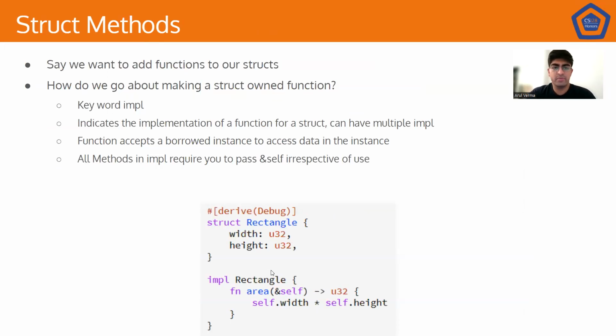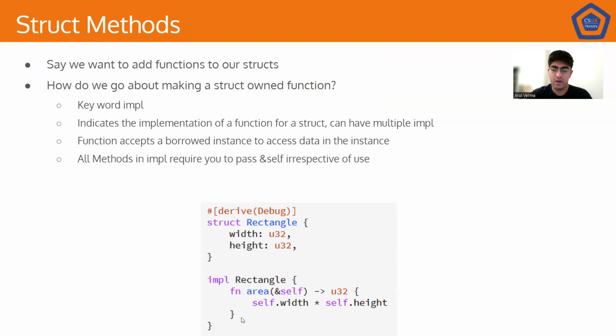So now let's go back to talking about struct methods. Remember that if we want to create a function for our struct, we use the keyword impl. In this case, we have our struct rectangle with a width and a height data, and we're implementing a function area for our struct. You can have multiple impl and multiple functions within each impl, and each function accepts a borrowed instance to access the data of that instance and modify that data or do anything with that data. All methods in an impl require you to pass an &self, irrespective of the use of that function. The sole exception for this is a constructor or an associated function, which I'll go over in a second.